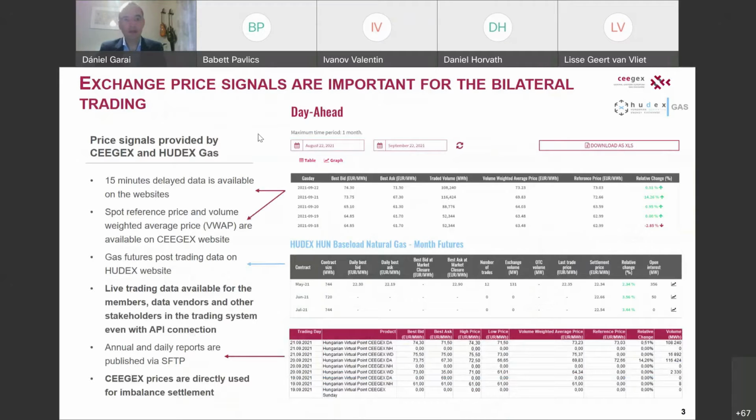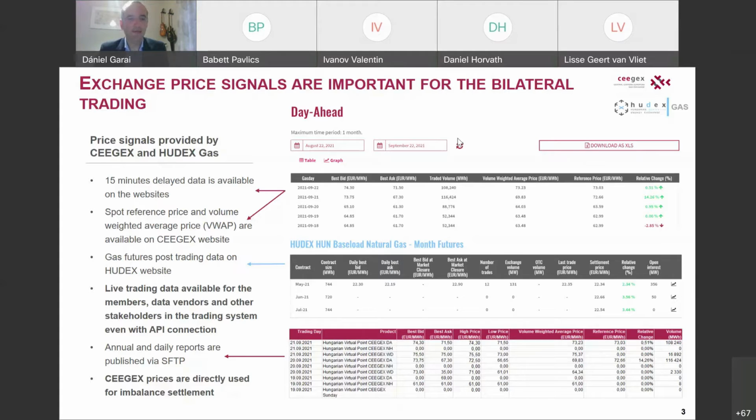Coming to the next slide, the price signals, which is one of the most important values of an exchange. There are many ways in which we present price signals. One is available for anybody who enters our web pages. On our web pages, we have 15-minute delayed data on both CEEGEX and CEEGEX gas markets. And the spot reference price and volume weighted average price is also available there.